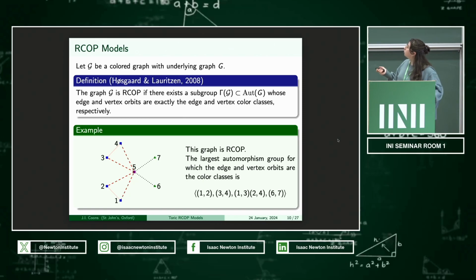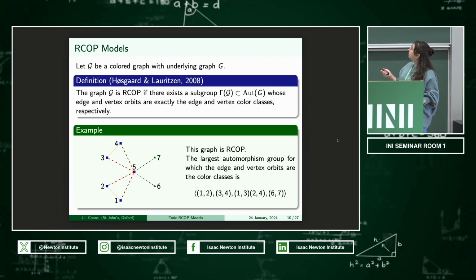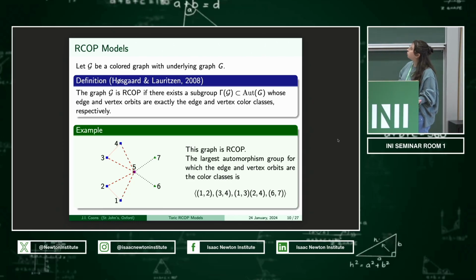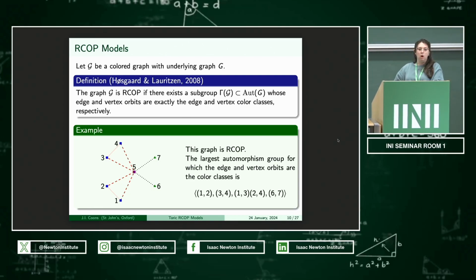Okay, so first of all, what does it mean for a colored graph to be RCOP? This is a condition on the coloring. It was introduced by Højsgaard and Lauritzen in 2008. A graph is called RCOP if there exists a subgroup of the automorphism group of your graph such that the edge and vertex orbits are exactly the edge and vertex color classes.